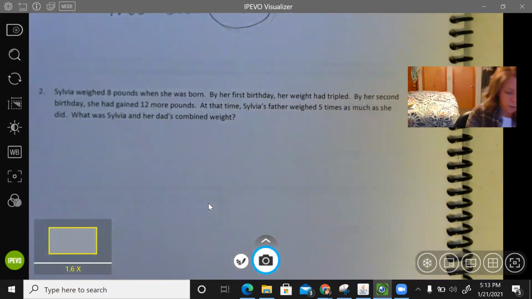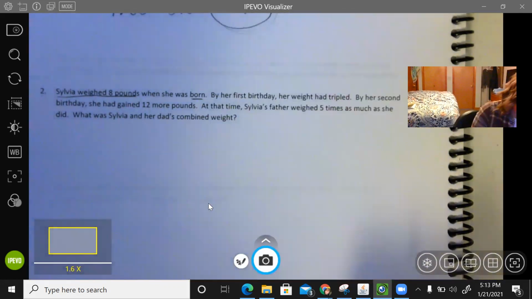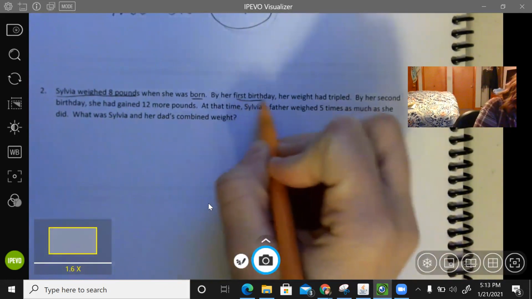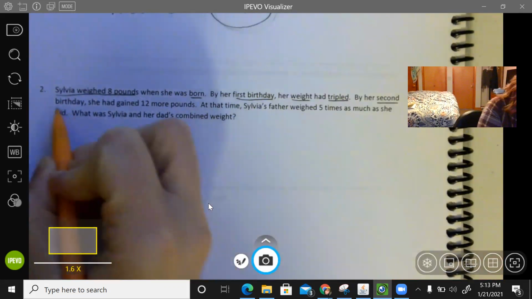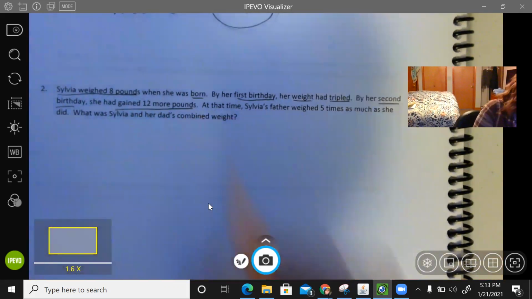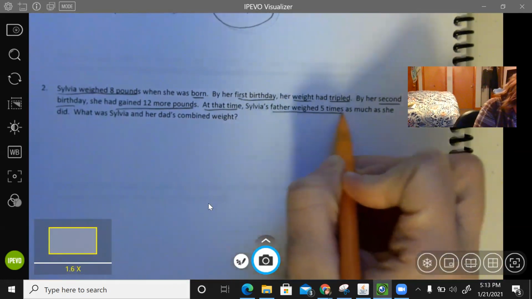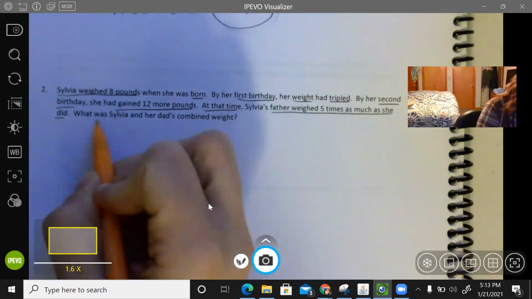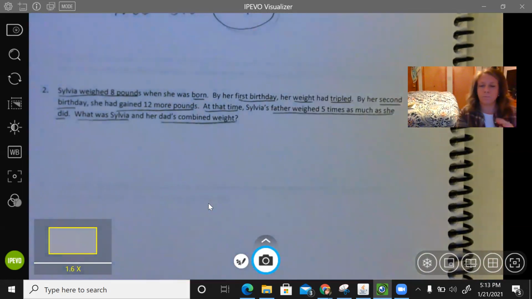Okay, let's go back and see what's important. Sylvia weighed 8 pounds. She was born. First birthday, weight tripled. Second birthday, gained 12 more pounds. At that time, father weighed 5 times as much as she did. Now we need to figure out Sylvia and dad's combined weight.